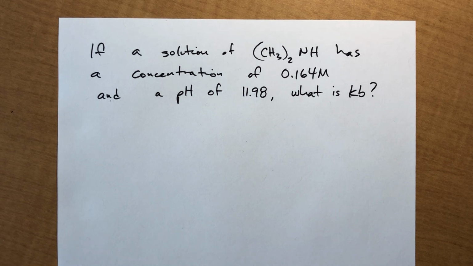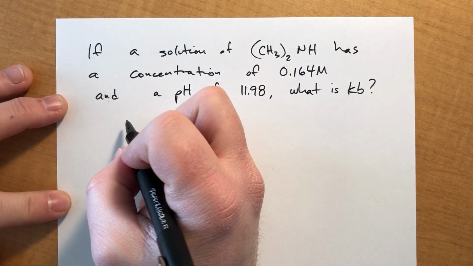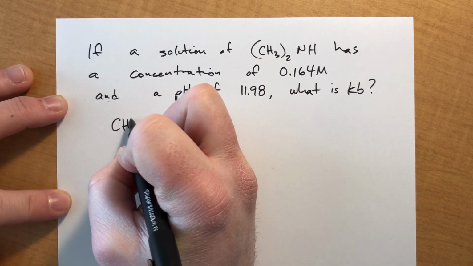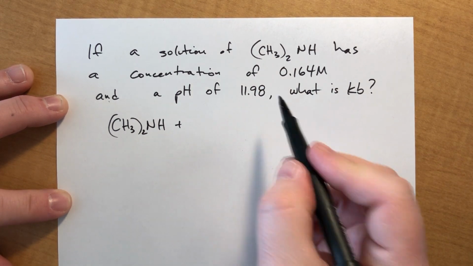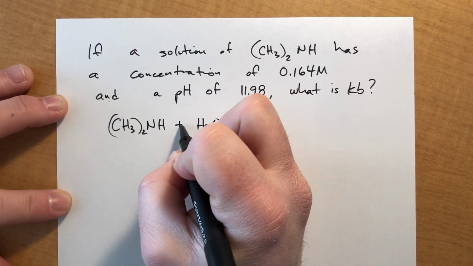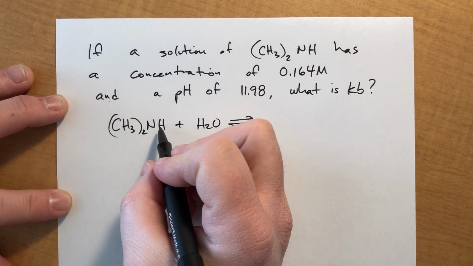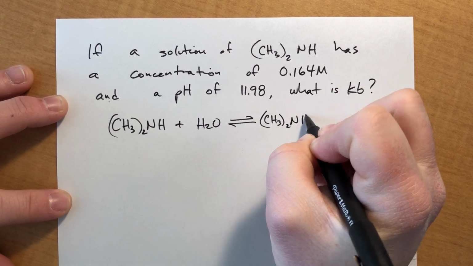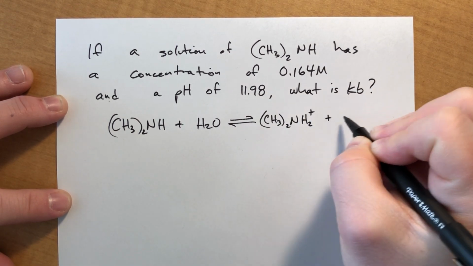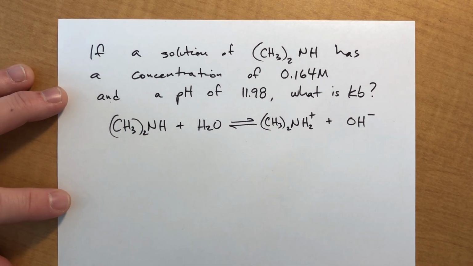Okay, well, we're going to set up the ICE method table exactly the same, but this time we're not solving for concentrations, we're solving for Kb. So we're going to need all the concentrations at equilibrium. So the balanced equation is (CH3)2NH, which is our base. We know it's a base because the pH is almost 12, plus water. Forms an equilibrium where this is going to steal an H+, so we get (CH3)2NH2+ plus OH-. Okay.